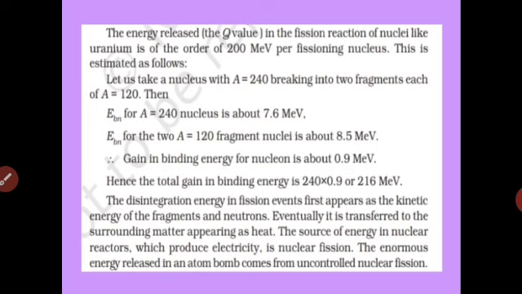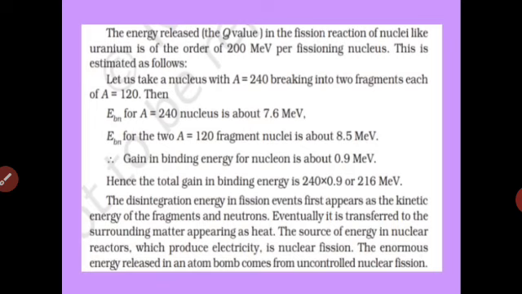value of 200 MeV. For this, let us take a nucleus with A equals 240, which is breaking into two fragments of 120 each. Then the EBN, which stands for the binding energy per nucleon, for the 240 nucleus is about 7.6 MeV, whereas the EBN value for the 120 fragment nuclei is about 8.5 MeV. The gain in the binding energy per nucleon is about 0.9 MeV. This is how we can calculate.